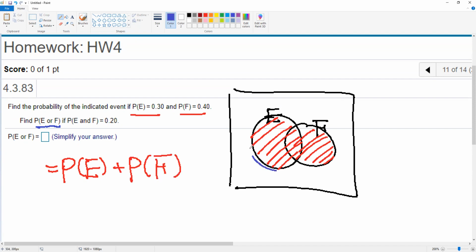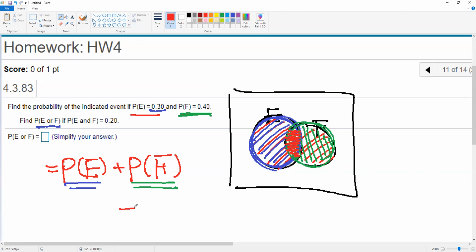So here is E, 0.30, the blue one. And here is F, 0.40, the green one. When I just add the two probabilities, I actually added the middle twice. So when they are not mutually exclusive, the general case, we have to subtract the middle.